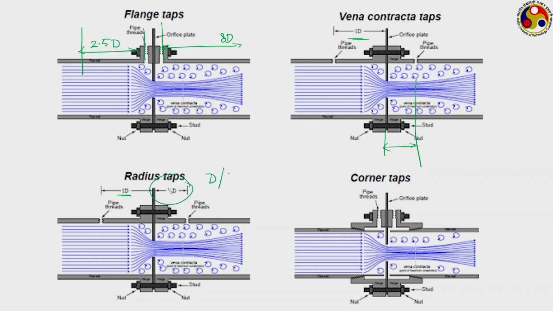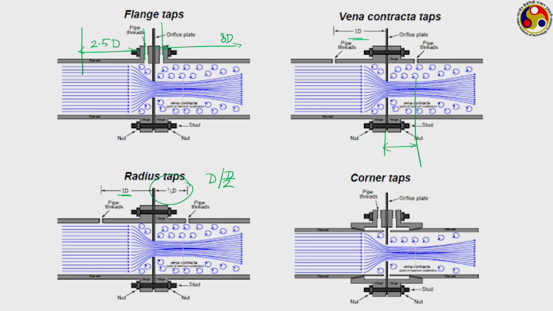So, this tapping is also sometimes called D and D/2 kind of tapping. Here d/2, as a thumb rule, we quite often found that the vena contracta appears around that d/2 location. So, this radius tapping is quite popular, particularly when we are talking about a large diameter pipe.